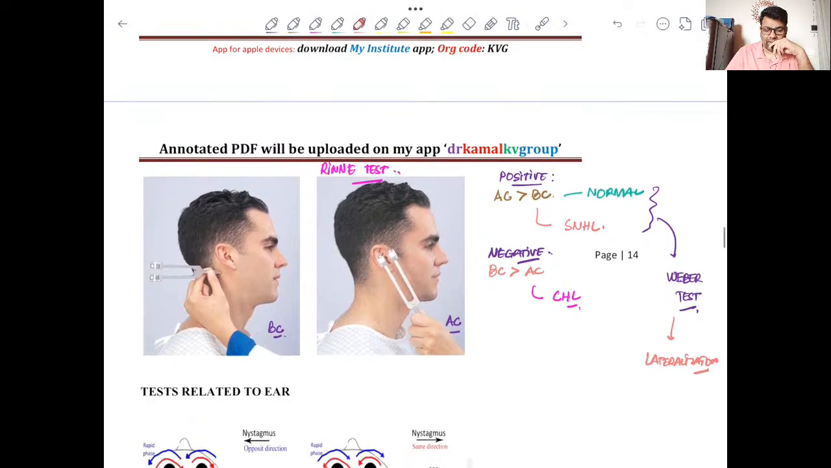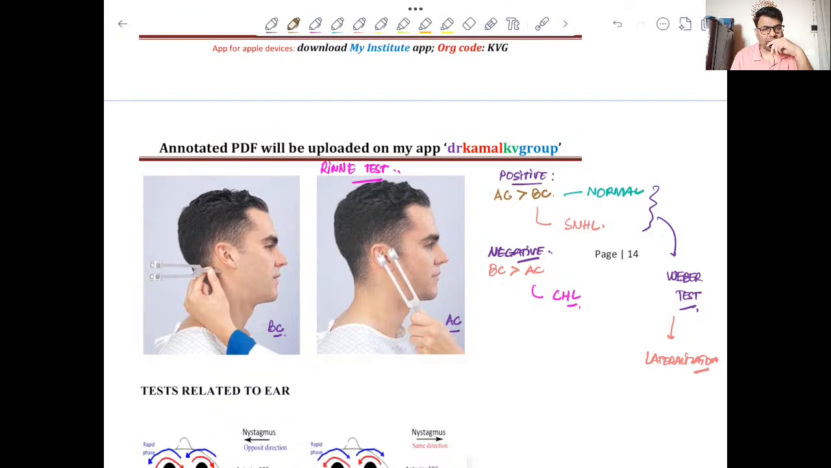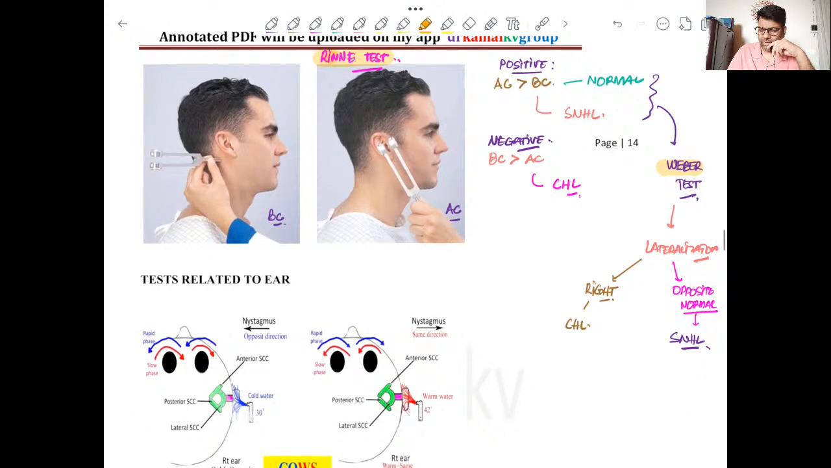Normally, there should be no lateralization, right? But suppose the patient has come to you with disease in the right ear, and if the sound is going to the right, then you will say there is conductive hearing loss in the right ear. So if the lateralization is occurring to the opposite normal side, this is SNHL in the diseased ear, right? So this is how you need to interpret Weber's and Rinne's. Okay, so very easy to understand. It's just a matter of revision.